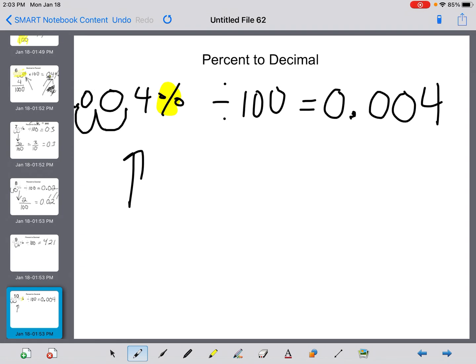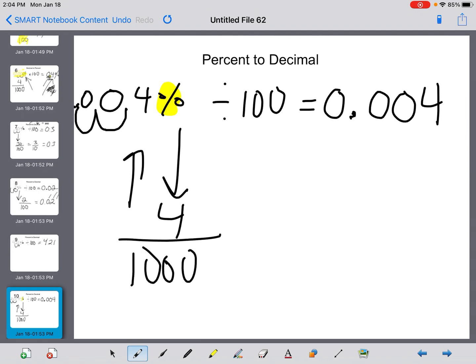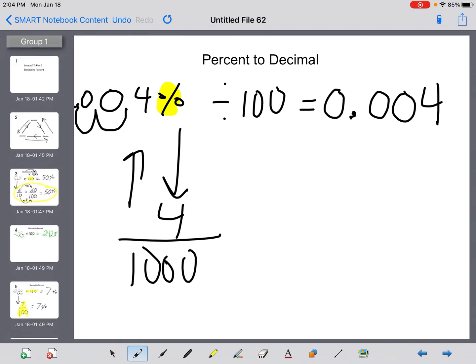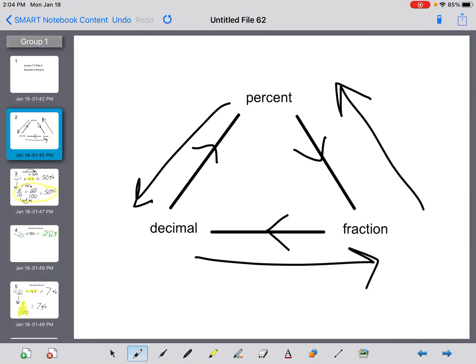0 and 4 thousandths. Again, if I wanted to, this 0.4%, I can know that that's 4 1,000ths. So main takeaway, grade 7, if I go back to this, is understand that percents, fractions, and decimals are all interconnected.